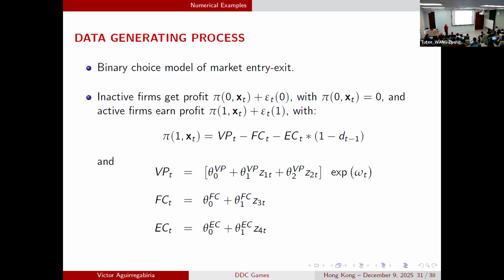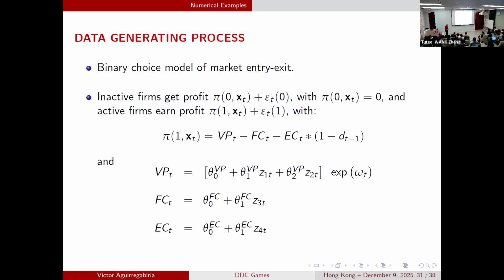We consider a model of market entry and exit in a market where the choice can be 0 or 1. 0 means that the firm is not in the market. 1 means that the firm is in the market. The profit of not being in the market is normalized to 0. The profit of being in the market has 3 components: a variable profit, a fixed cost, and an entry cost.